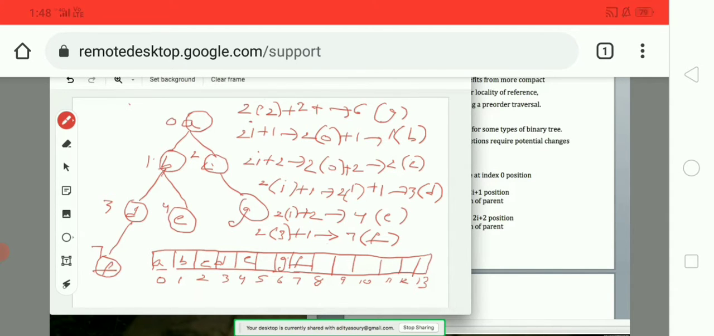So this is the binary tree, and in this way we can represent the nodes in an array, and the remaining indexes are empty. So depending upon the positions of the nodes, the nodes will be stored in arrays.